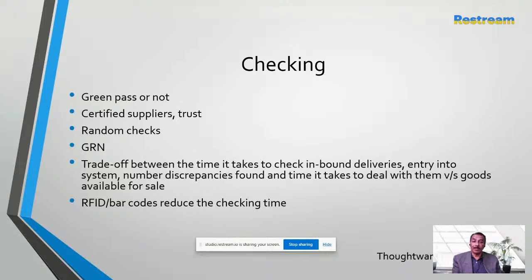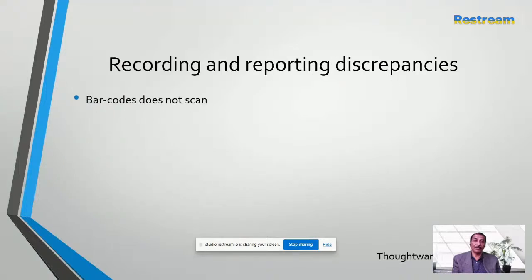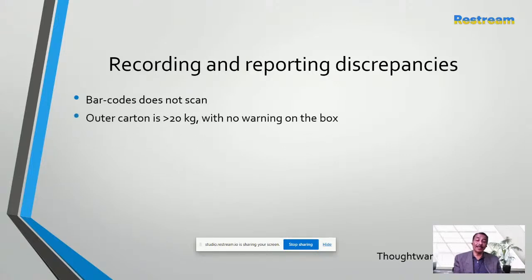Recording and reporting discrepancies. Possibly you will experience these kinds of problems in the warehouse if you are already there: barcodes do not scan, or the outer carton is greater than 20 kg, meaning you cannot manually lift it. There are some regulations available in each country or even state. You cannot manually lift any weight. So there should be an indication warning saying that some type of material handling device is required.